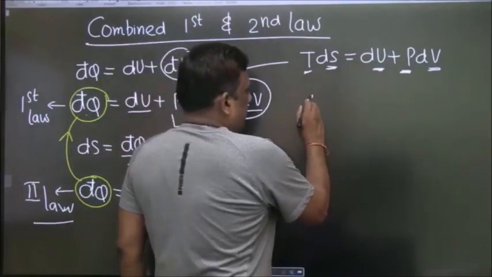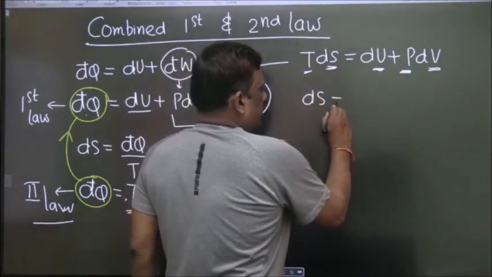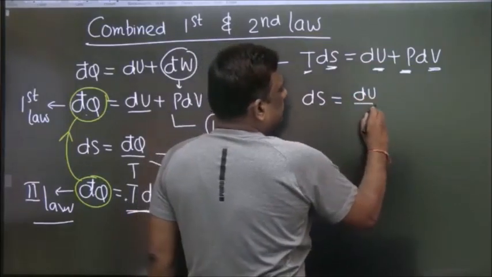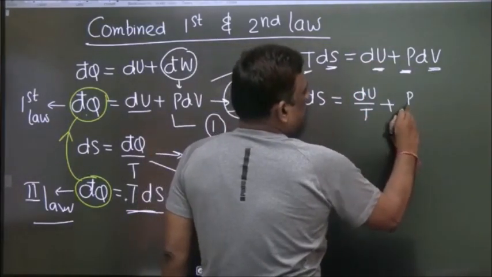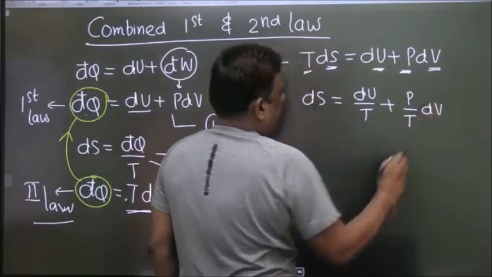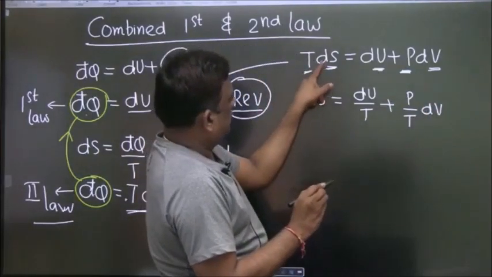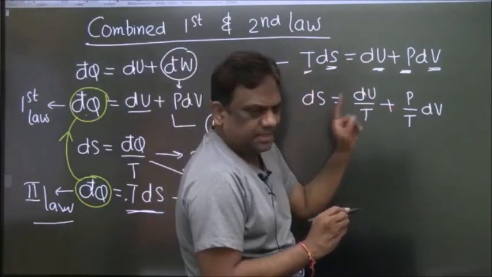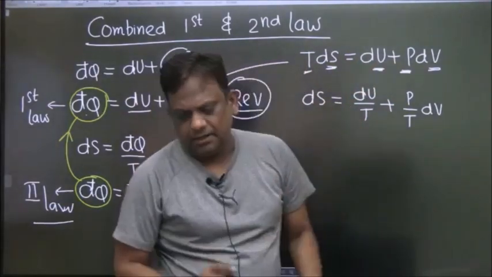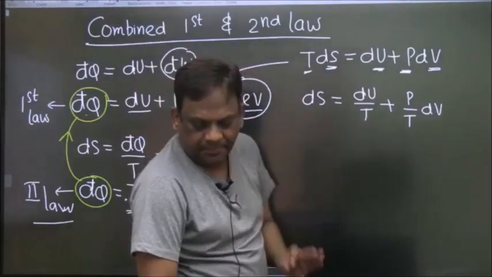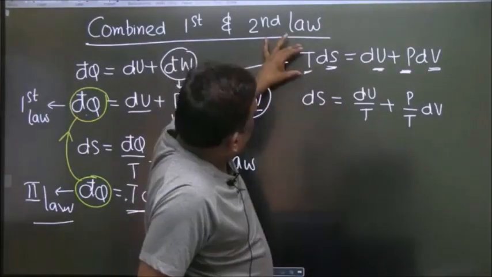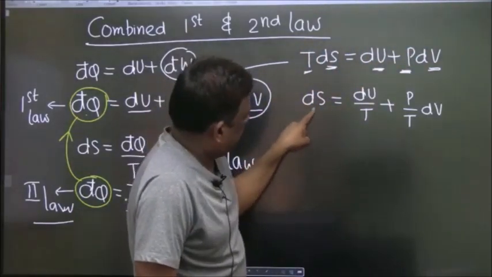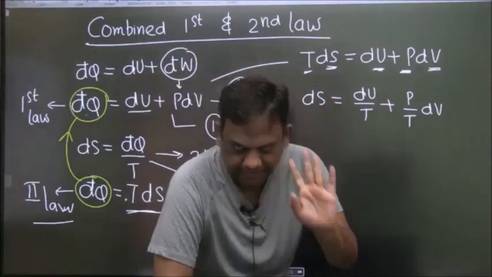My question to you is, can I write ds is equal to, इधर देखना, you divide with T, du by T plus p by T into dv? Can we write? एक बार देखना, ds is equal to du by T plus p by T dv. Yes, we can write. No problem at all. Now my question to you: from this equation, I found ds and I got this. Okay, देखो.